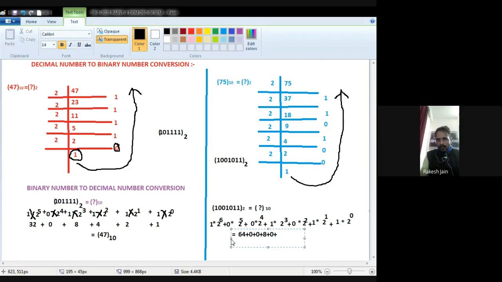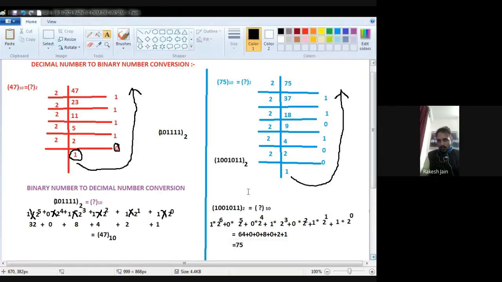Then 0 multiplied by 2 raised to the power 2, again 0. Again 1 multiplied by 2 raised to the power 1, and 2 raised to the power 1 is 2. Again 1 multiplied by 2 raised to the power 0, 2 raised to the power 0 is 1, and 1 multiplied by 1 is 1. So what will be the result? 64 plus 8 is 72, plus 2 is 74, and plus 1 is 75.